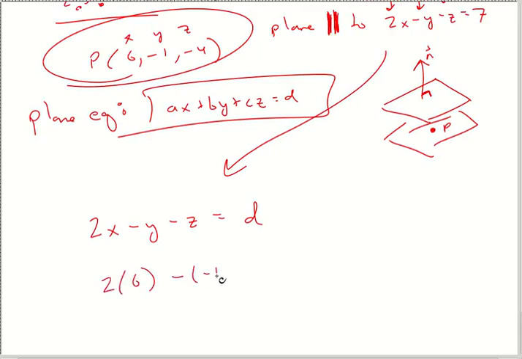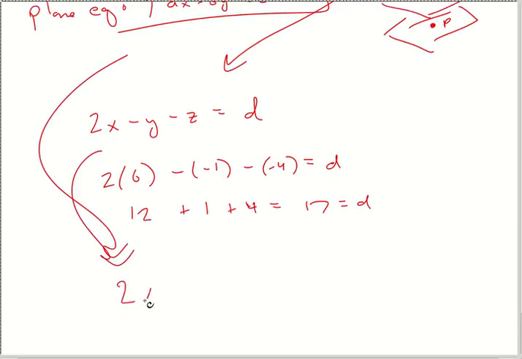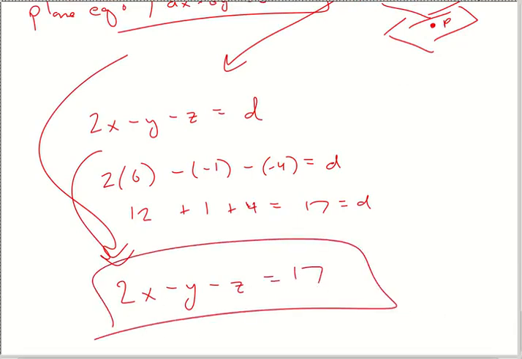So that's going to be 12 plus 1 plus 4 equals d, so then we got 17 is equal to d. And so my final answer, kind of mushing these together, 2x minus y minus z is equal to 17. There we go.